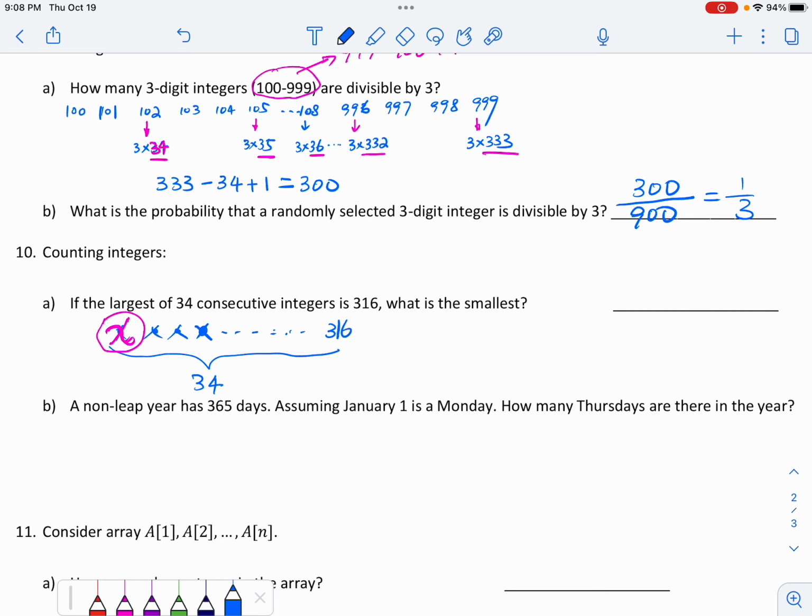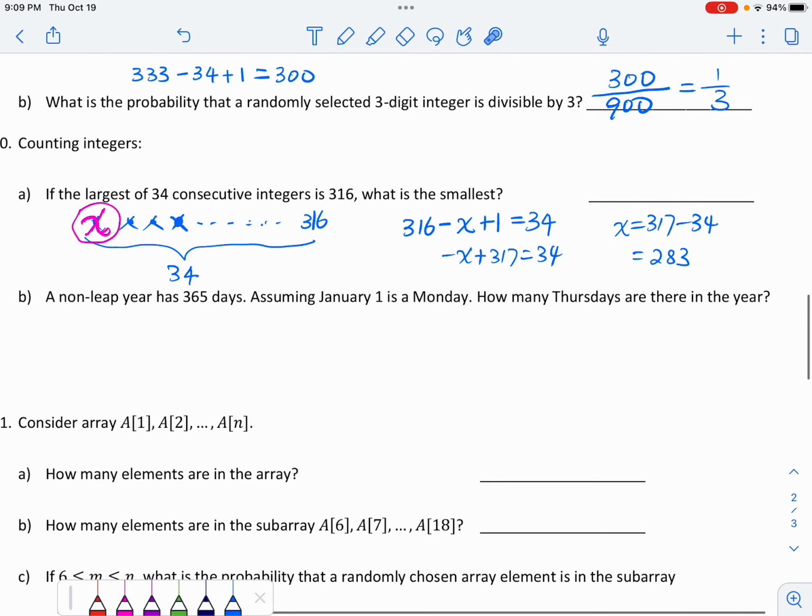And according to what we just introduced on how to count, we know that 316 minus the smallest one, don't forget to add 1, and we say there are 34 integers. So we can set up an equation like that and solve for x. When we solve for x, this is negative x plus 317 equals 34, and x is going to be 317 minus 34, right? Which is 283. So therefore, the smallest integer will be 283.